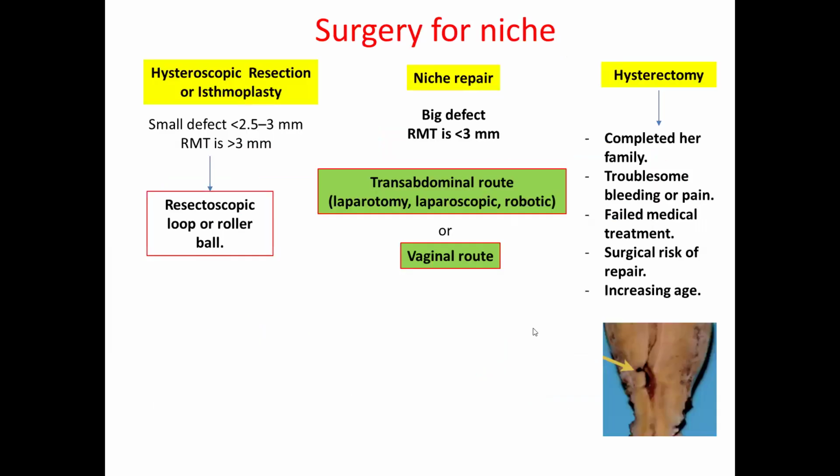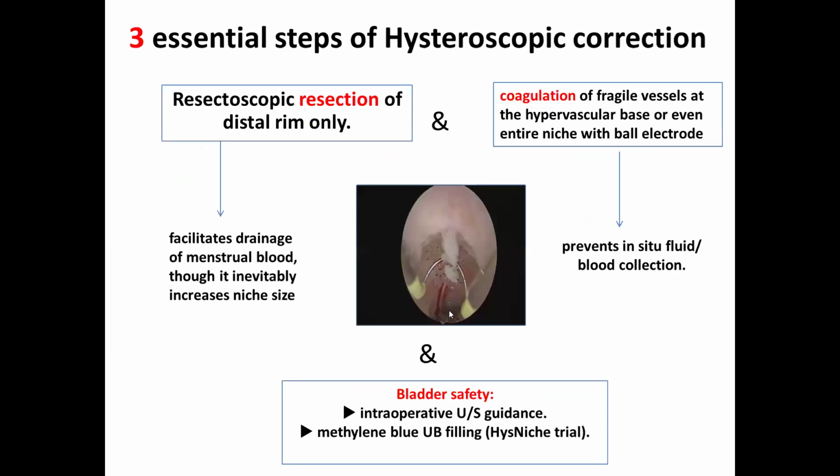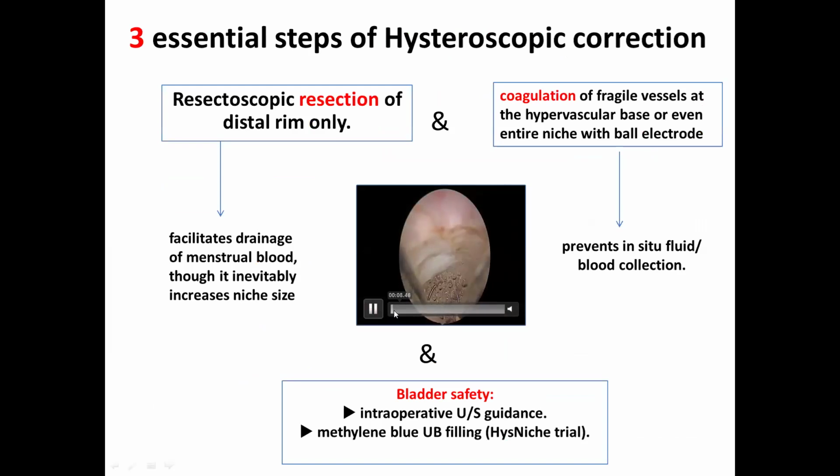And here comes the role of hysteroscopy. If the residual myometrial thickness is more than 3 millimeters and the defect is small, you can go to resectoscopic or loop excision and roller ball. You have to do 3 steps, not 1 step during hysteroscopic excision or correction of the distal rim. You have to use a resectoscope for resection of distal rim only.